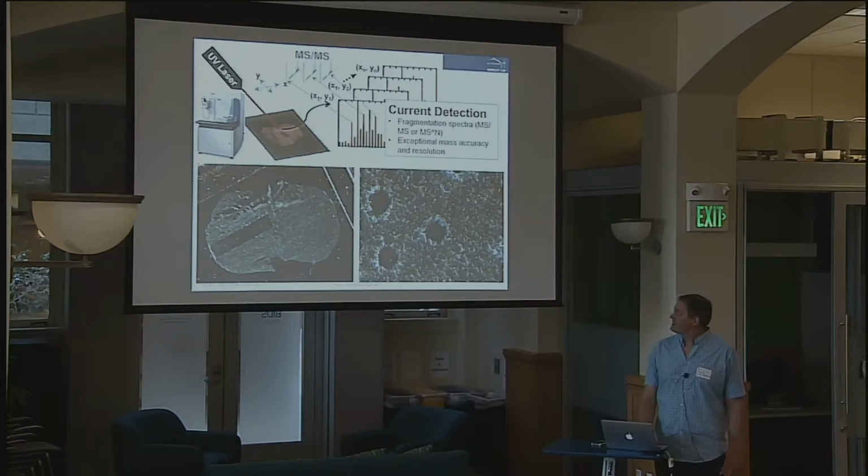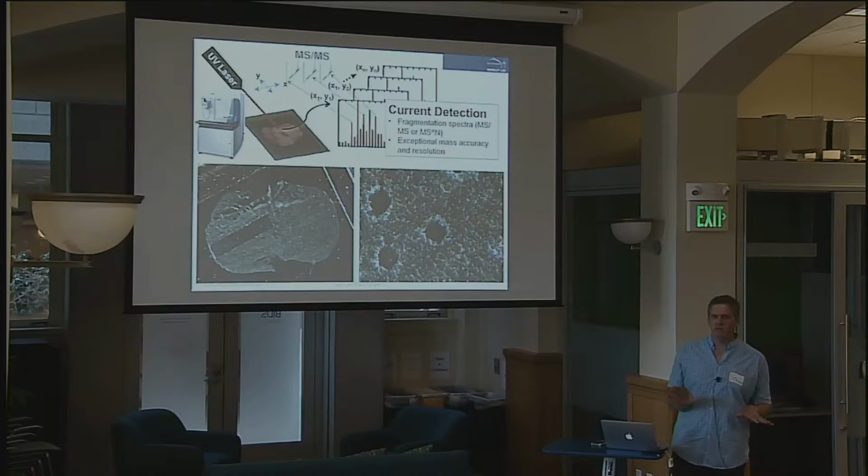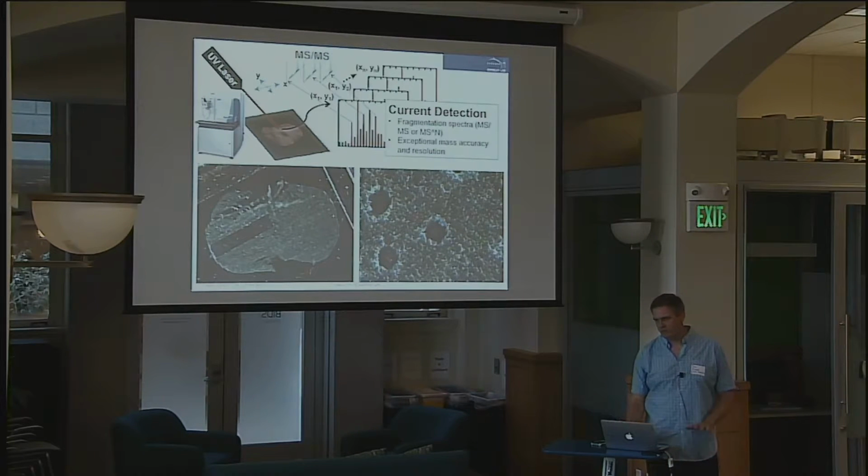These instruments have exceptional mass accuracy and resolution. You may think of the mass of glucose, 182. In mass spectrometry, you don't think about it that way. You need to add 4 decimal points to every mass you're recording. So the mass of an electron is 0.0005. That's about our uncertainty for most of the measurements we make. The accuracy is extremely high.